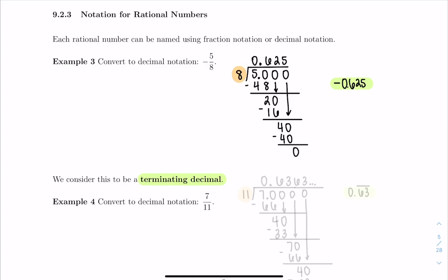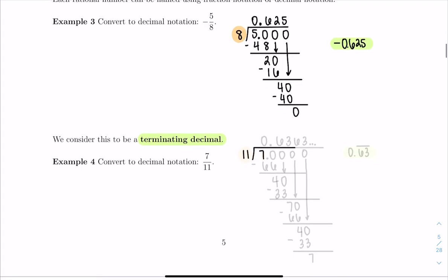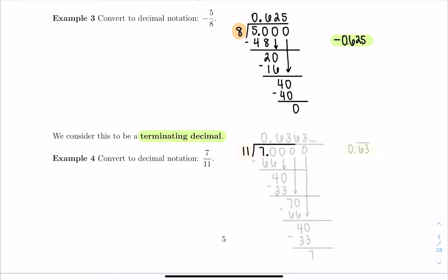Let's try 7 over 11. We're going to do this the same exact way. 11 is going to go on the outside. And then we're going to have 7 on the inside. 11 goes into 7 0 times. And so we're going to add that 0. 11 goes into 70 how many times? Well, it goes in 6 times. 11 times 6 is 66. And 70 minus 66 is 4.